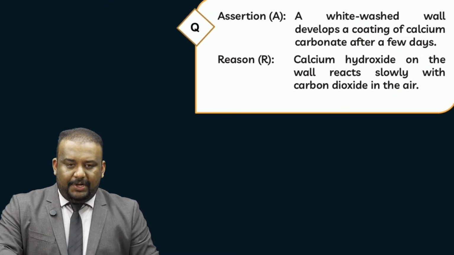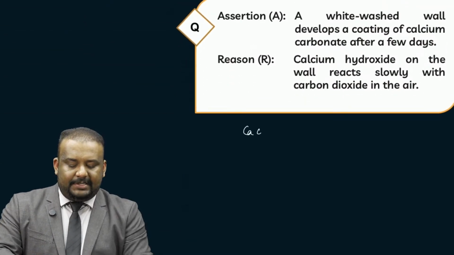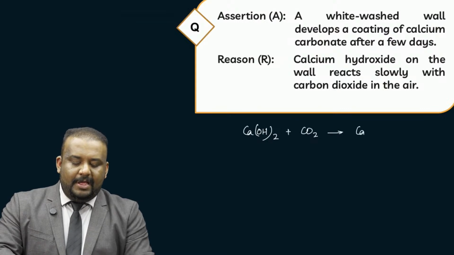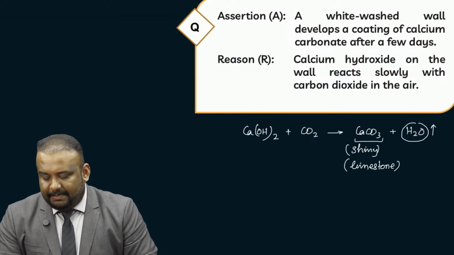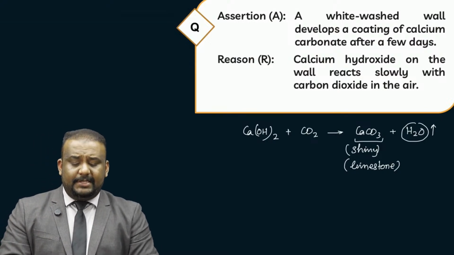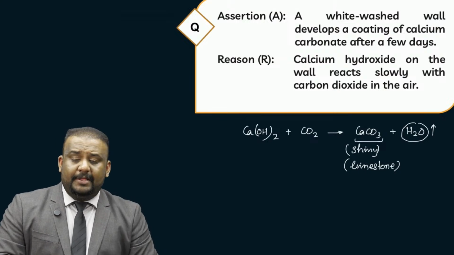In whitewashing, we apply a paste of calcium hydroxide on the walls. When it comes in contact with carbon dioxide in the atmosphere, what will happen? There will be a reaction to form CaCO3 and H2O. This H2O will eventually dry, leaving only calcium carbonate. Calcium carbonate is what gives the shiny appearance to the walls, and you know that this compound is also known as limestone. This is the principle of whitewashing.